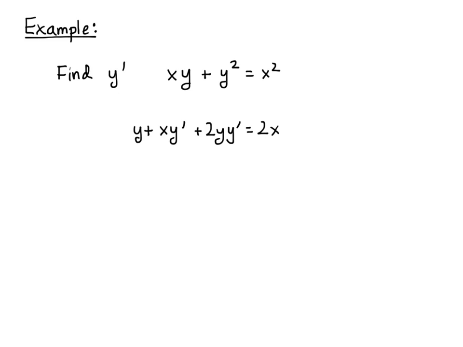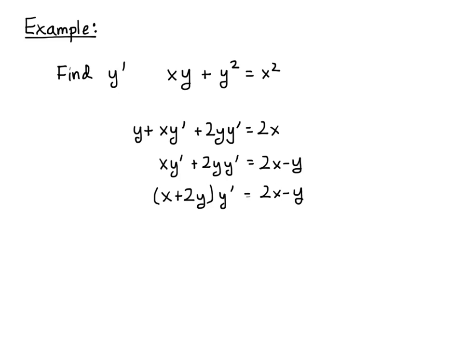Okay, so the next step, once we have all our y primes in here, is you want to put all the y primes on one side, everything else on the other. So I'm going to keep these two, move the y over here, and I get 2x minus y. Factor out the y prime. The side stays the same. And then divide by whatever's left over from factoring it out. And so there's my solution.